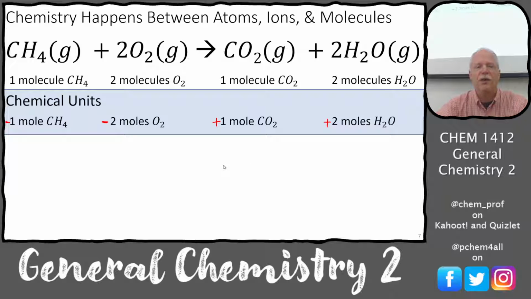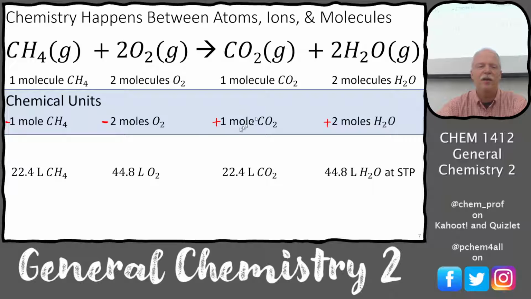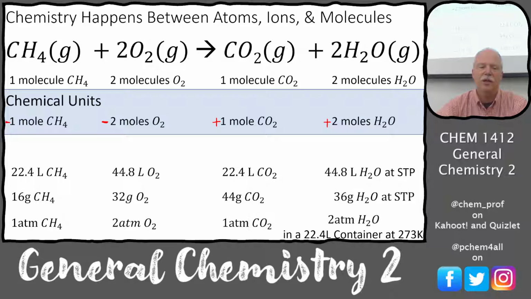And then when we go into the lab, how do we know this is happening? Well, we measure volumes, or we measure masses, or we measure pressures. So this same reaction, the same 1 mole of methane would be 22.4 liters of methane at STP. So we would go down 22.4 liters of methane, we would go down 44.8 liters of oxygen, and we would produce 22.4 liters of CO2 and produce 44.8 liters of water at STP.